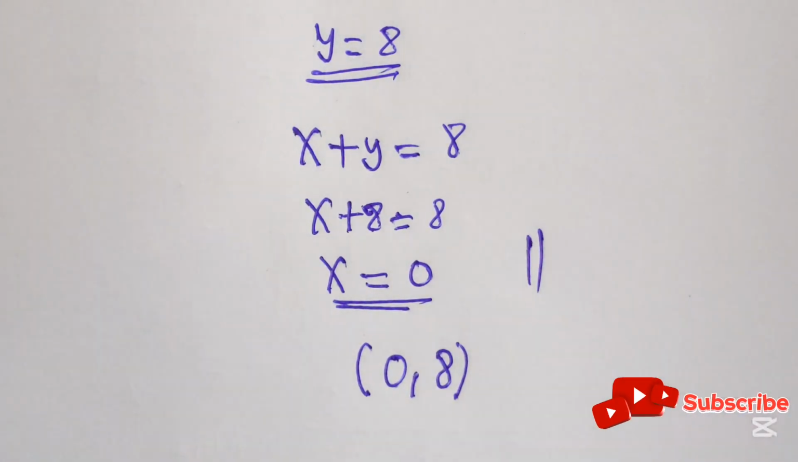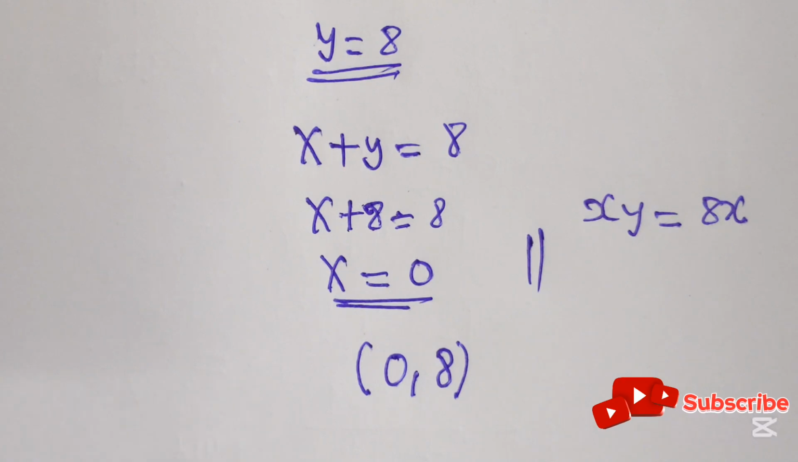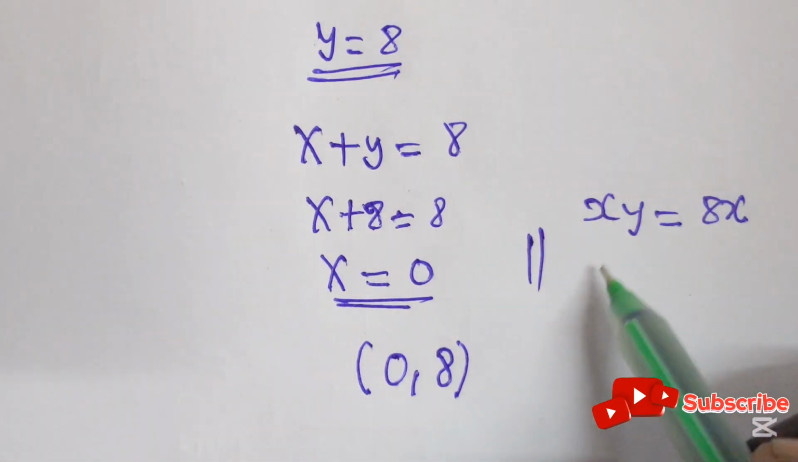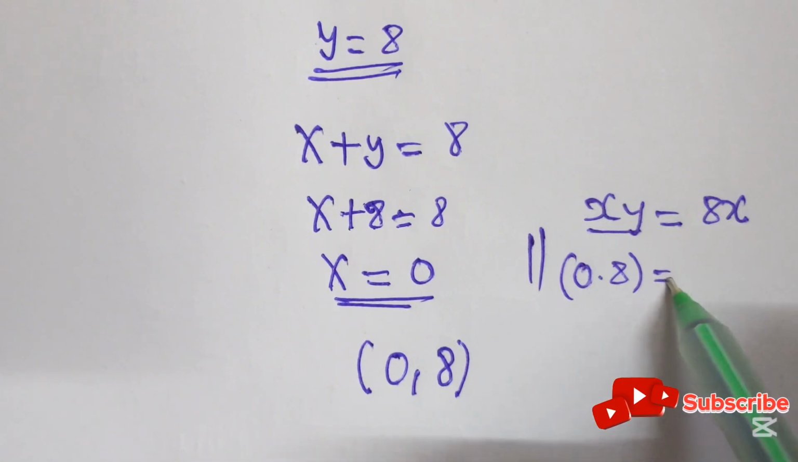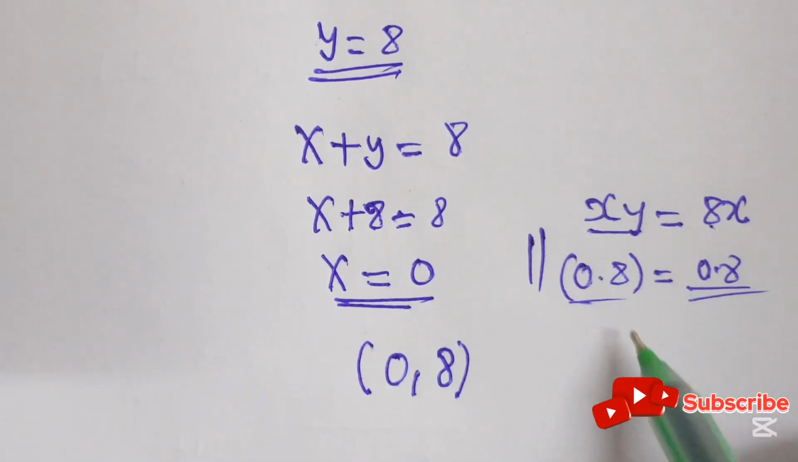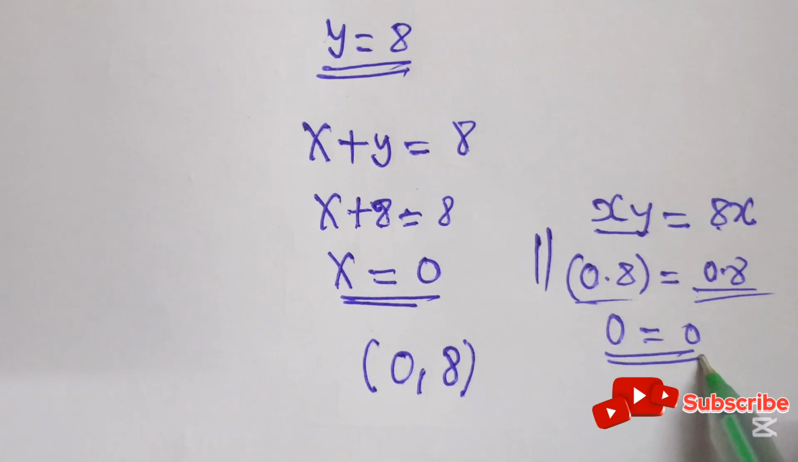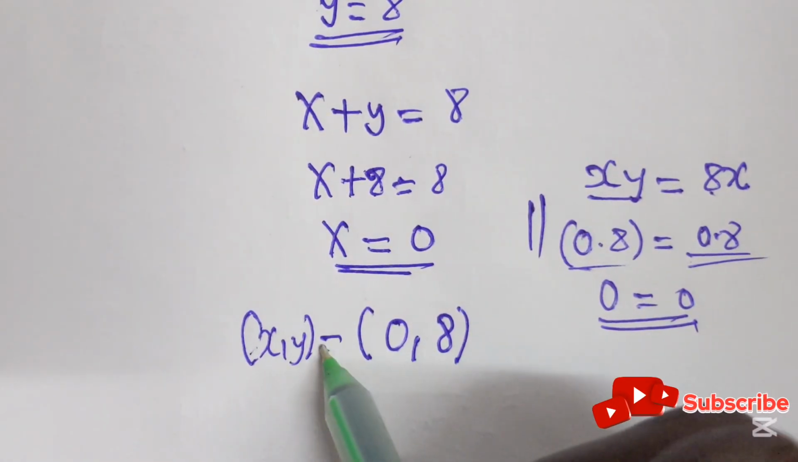By checking in the second equation, we have xy equals 8x. So here 0 times 8 will be 0 times 8, and we have 0 equals 0. This is our coordinate of x, y, which equals (0, 8).